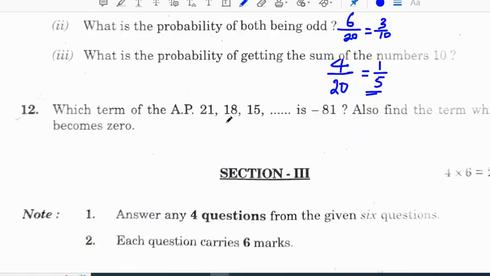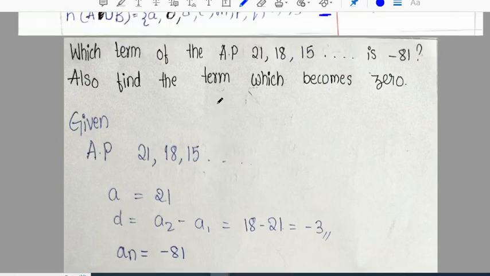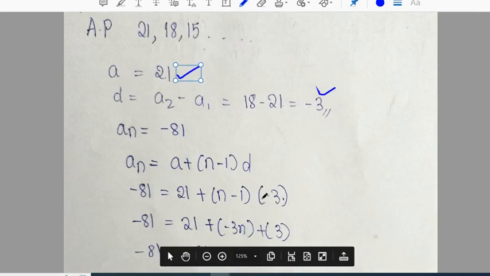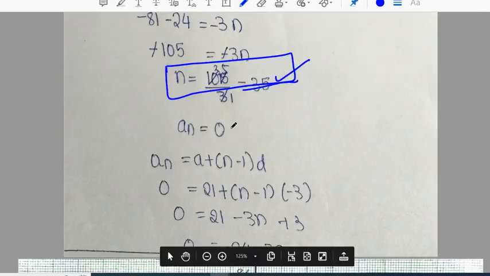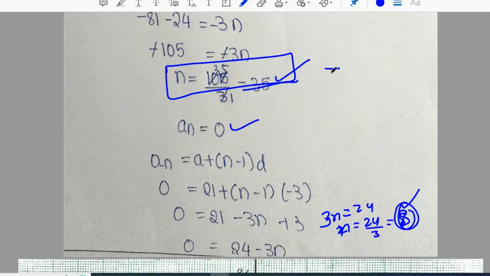12th question. Which term of the AP 21, 18, 15, and so on is minus 81? Also find the term which becomes 0. Given AP is 21, 18, 15, and so on. Clearly A is the first term 21, D is A2 minus A1, which is minus 3, and AN is minus 81. So we will apply the nth term formula. Also asked AN is equal to 0, 3n is equal to 24, n is equal to 24 by 3, which is 8. So the 35th term is minus 81, and the 8th term is 0.